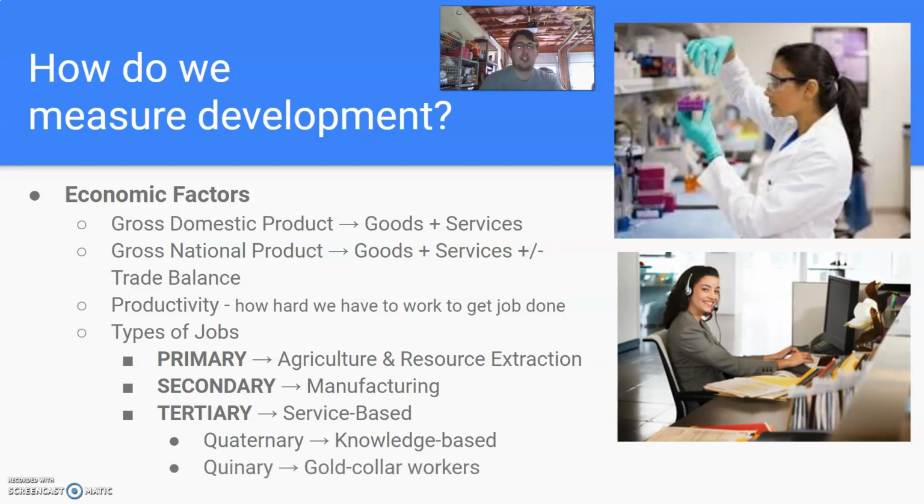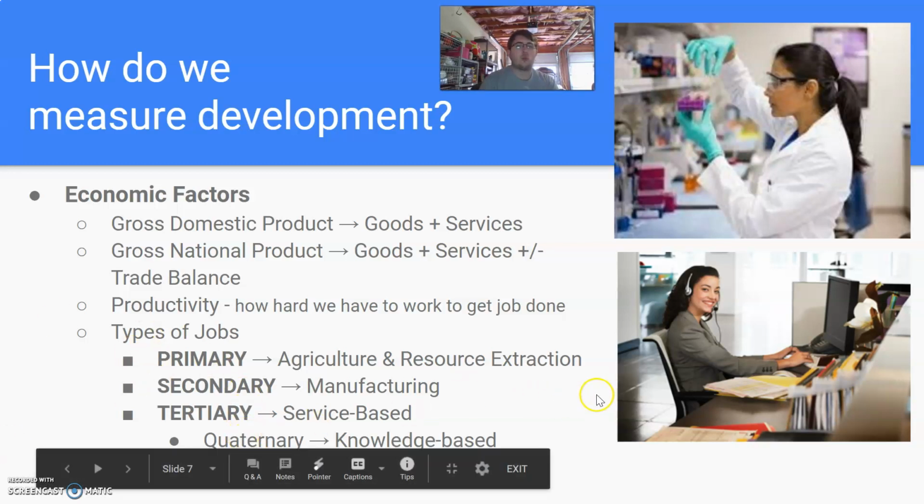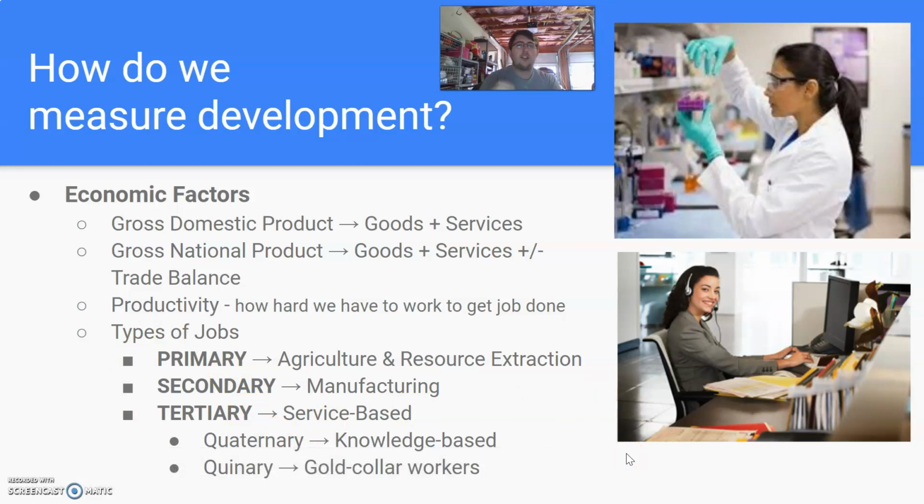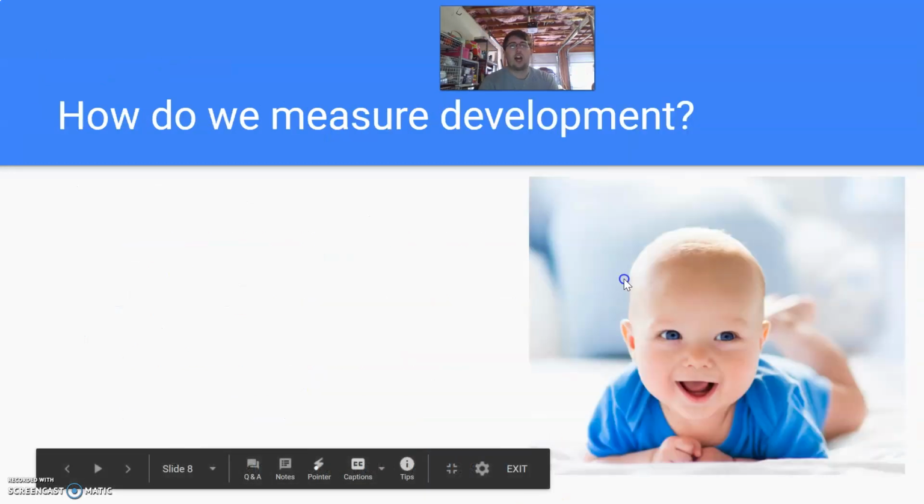And a quinary position is what we call gold-collar workers. Those are people who make leadership decisions, your CEOs, your political officials, things like that. So all of those are in the tertiary field. So quaternary and quinary are not too different positions or sectors, they are with tertiary. But again, this is a way that we can classify a country's economy.